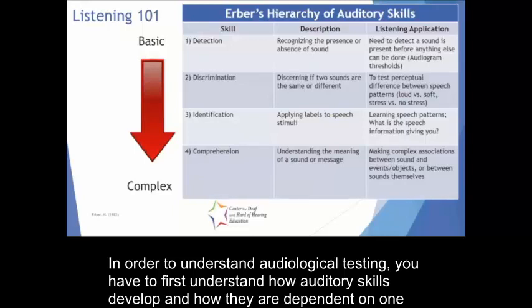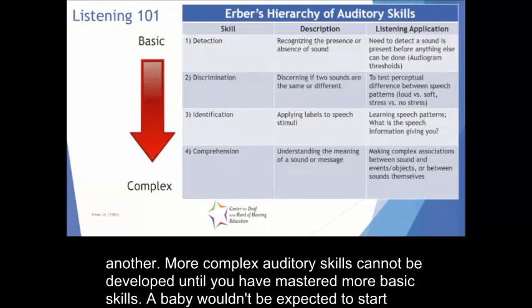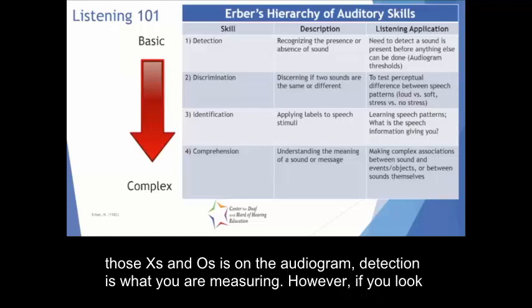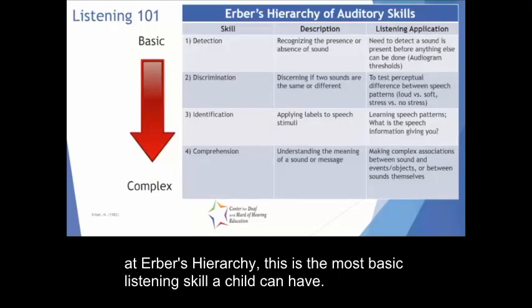In order to understand audiological testing, you have to first understand how auditory skills develop and how they are dependent on one another. More complex auditory skills cannot be developed until you've mastered more basic skills. A baby wouldn't be expected to start running before they can stand or walk. Detection is the foundation of auditory skills. When the audiologist finds a child's hearing thresholds, or those X's and O's on the audiogram, detection is what you are measuring. However, if you look at Erber's hierarchy, this is the most basic listening skill a child can have.